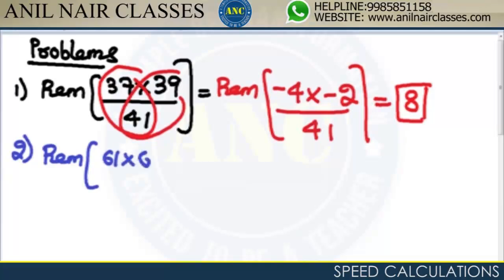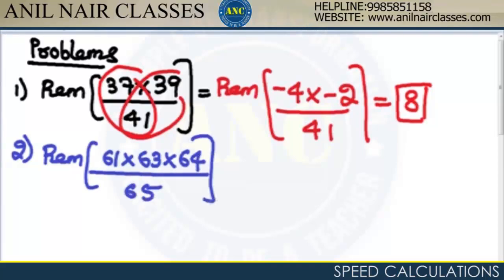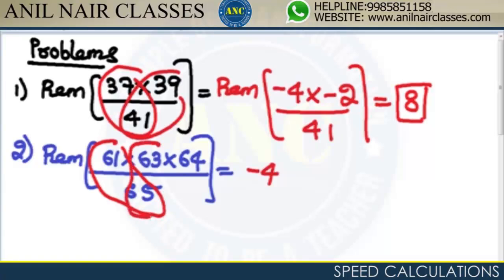61 into 63 into 64 divided by 65. Please do not multiply 61, 63, 64 and divide by 65. 65 ones are 65, minus 4. 65 ones are 65, minus 2. 65 ones are 65, minus 1. You got the negative remainder -8.